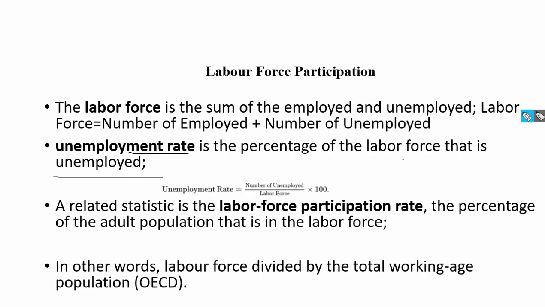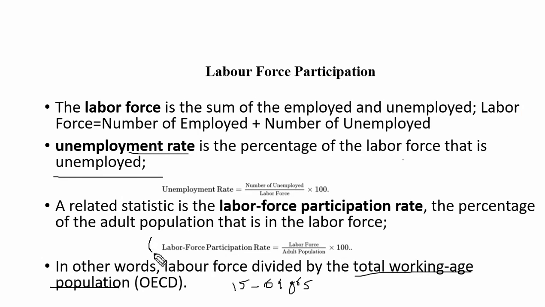So by adult population, we mean the total working age population, and it is referred to as 15 to 64 years. So 15 to 64 years is considered the total working age population for the labor force. And the formula for this labor force participation rate is given here. This is the formula that we are looking for. It is nothing but the labor force divided by the adult population.